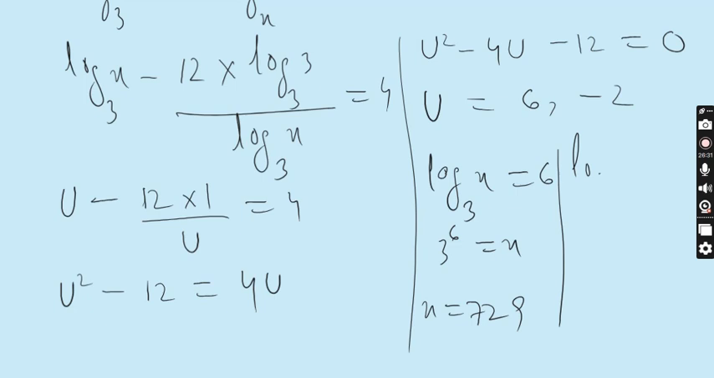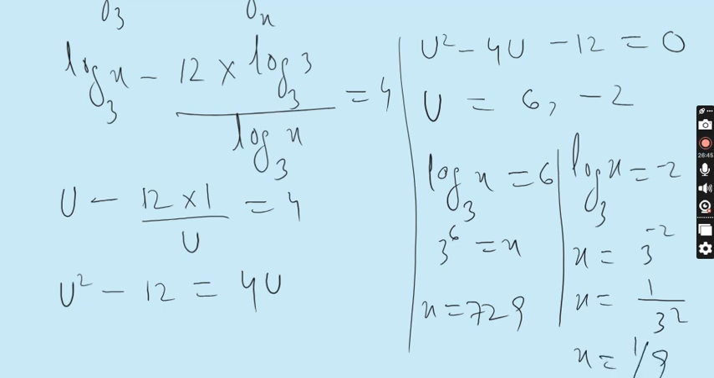Similarly, log base 3 of x is equal to negative 2. So x is equal to 3 power negative 2, x is equal to 1 upon 3 squared, and x is equal to 1 upon 9. Hence the values of x are 729 and 1 upon 9. So substitution makes the question very easy.